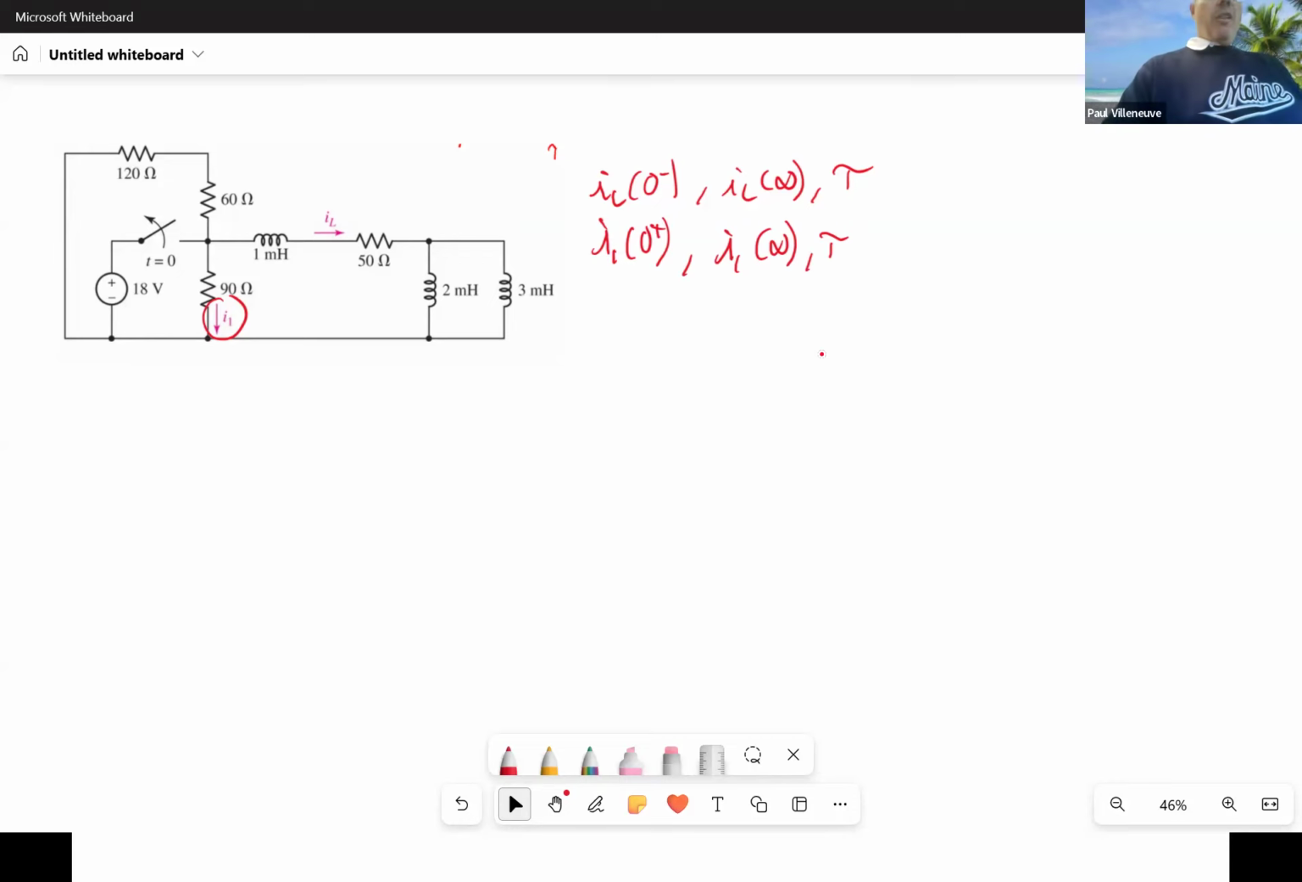So we'll start off, in all cases, you need to solve for your initial conditions. So we'll start off with 0 minus. So I'm going to go ahead and just put this as a 180 ohm resistor. Let me know if anybody has any heartburn with that.